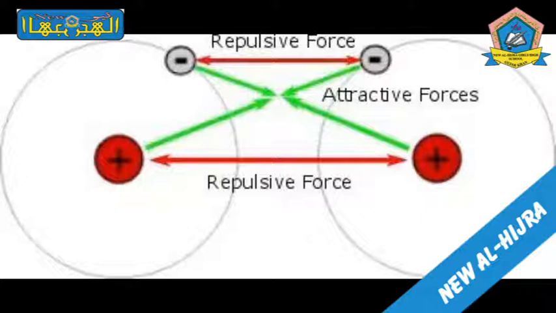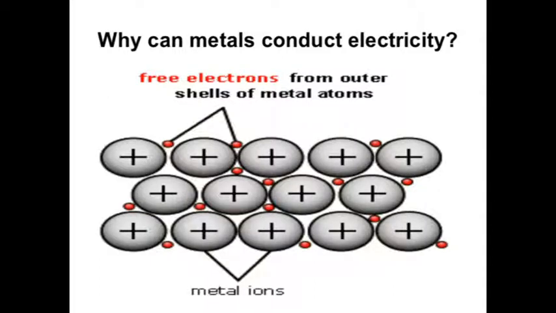But at the same time, repulsive forces are also present because like charges always repel each other. So the positive nuclei repel each other and the negative electrons of both atoms repel each other. As a result of these forces, they cancel the effect of each other. Now the electrons are completely free and are available for the conduction of electricity. That's why metals are good conductors of heat and electricity. In the periodic table, about 80% of the elements are metals.